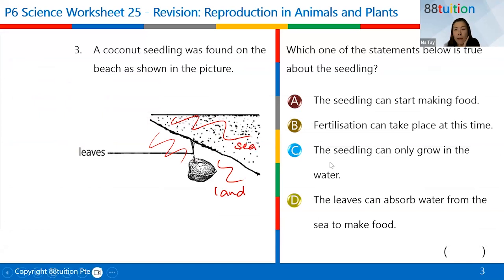Okay. So the roots have already grown into the sand or the soil. Don't worry about the picture so long as you know that's a coconut seedling. The seedling can only grow in the water. This is not true. The only option is definitely A, that is true because leaves already form.